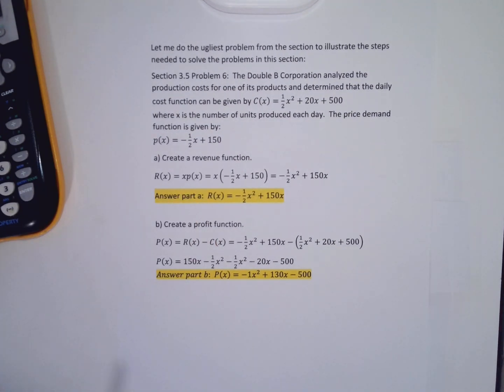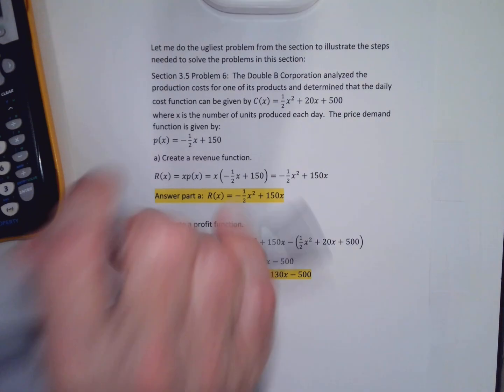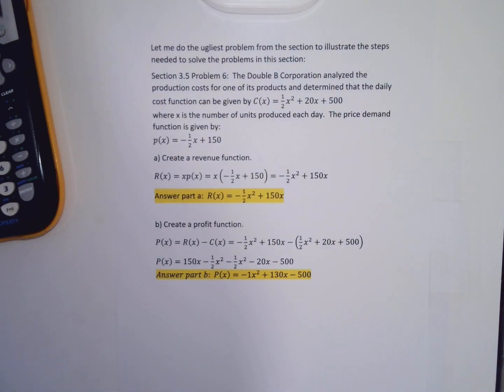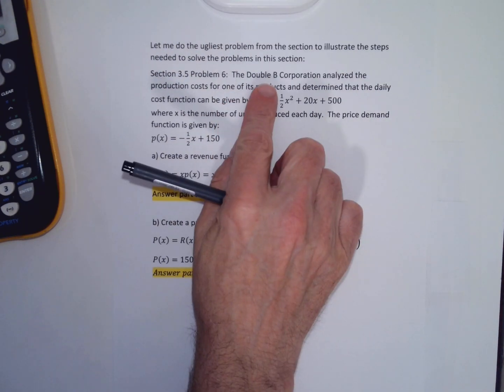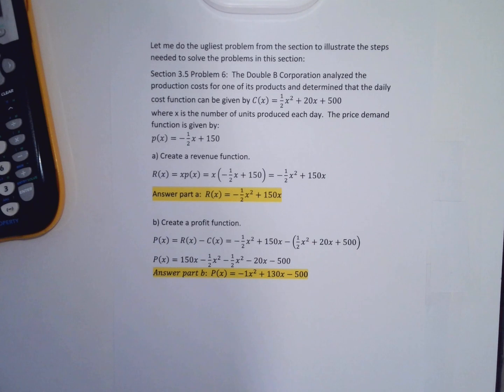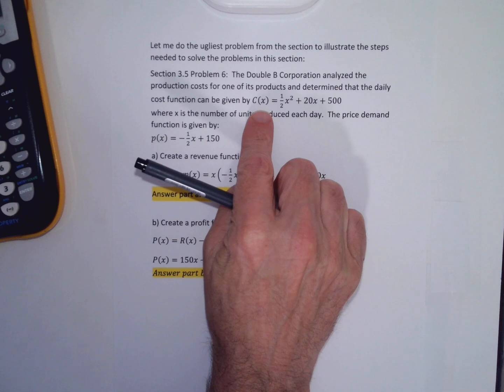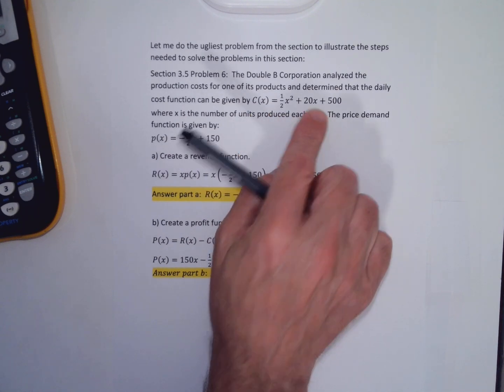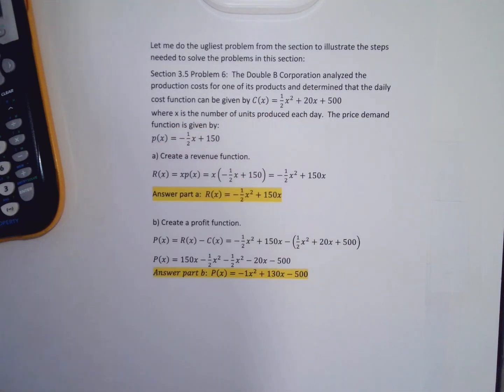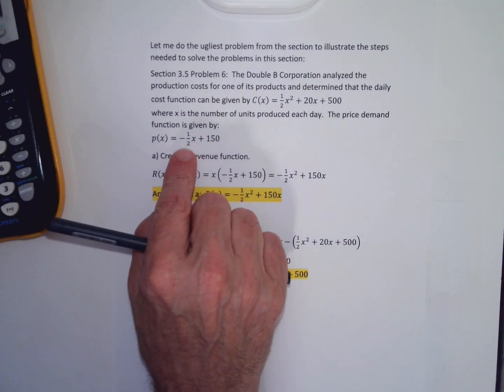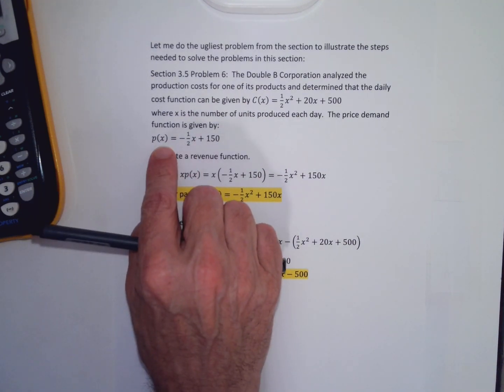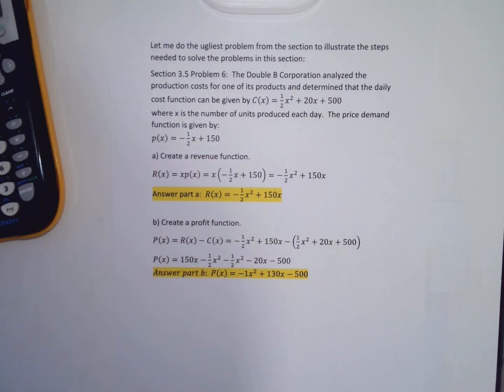It's not particularly ugly, but I want to do Section 3.5, problem 6. I think there's only 6 problems in this section. And problem 6 in this section talks about the Double B Corporation. And they analyze production costs for one of its products. And they determine the daily cost function for this product is this, where X is the number of units produced in the day. And the price demand function for this product is P of X equals negative 1/2 X plus 150.